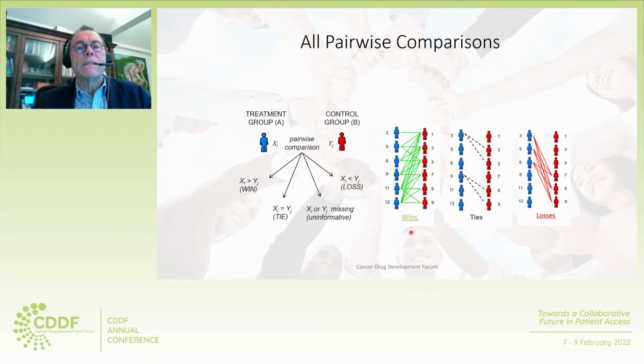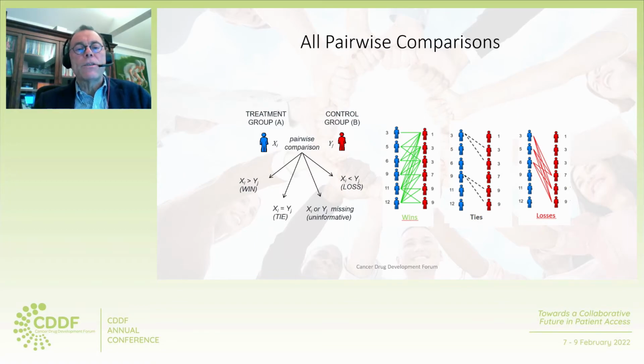Here I've shown an example of two groups of patients, two groups of 6 patients. So 6 patients treated in blue, 6 patients in the control group in red, and you form all the possible pairwise comparisons. 6 by 6, it's a 36 pairwise comparison problem. So you have 36 pairwise comparisons. For each of the pair, you decide if that pair is a win or a loss or a tie.